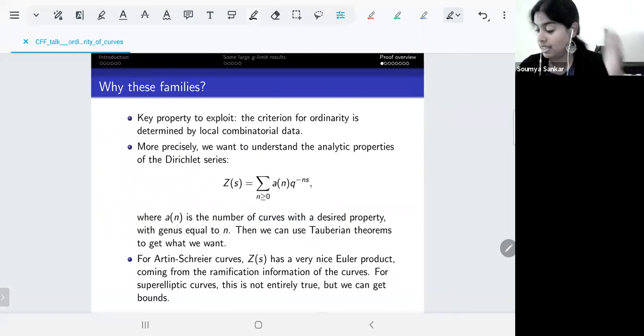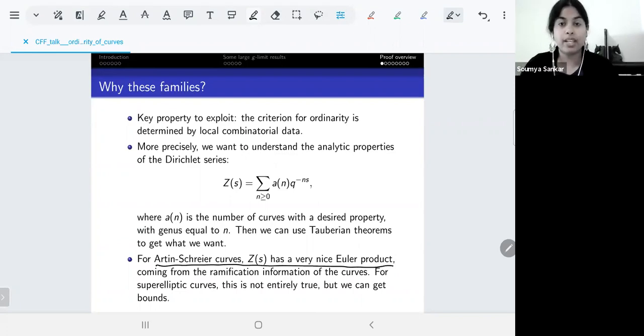that for Artin-Schreier curves, the zeta functions for the numerator and denominator have very nice Euler products. Everything sort of behaves very nicely in terms of local factors. For superelliptic curves, this is not quite true, but we can get away with just proving bounds for the numerator and denominator. And so that's essentially what goes into this, the fact that a lot of this information is captured combinatorially.